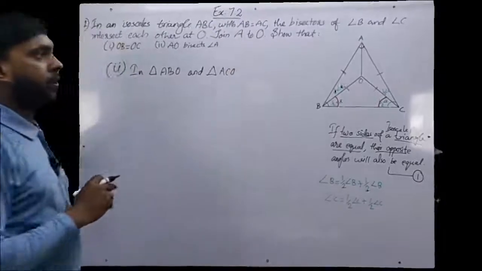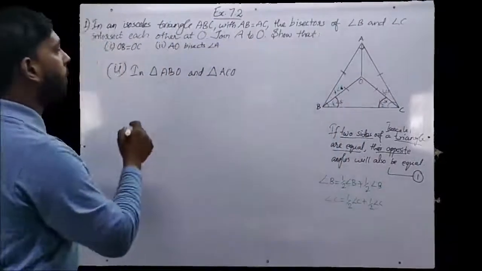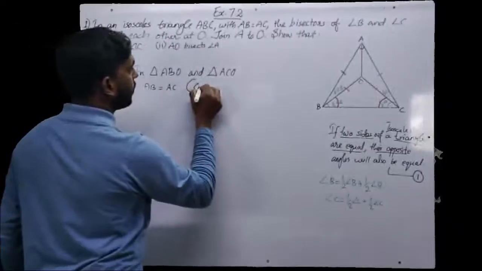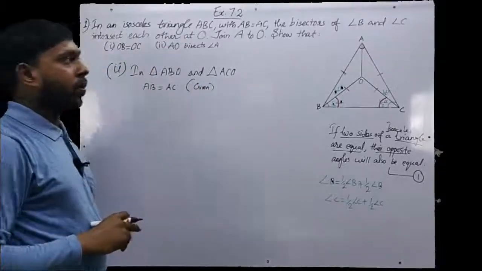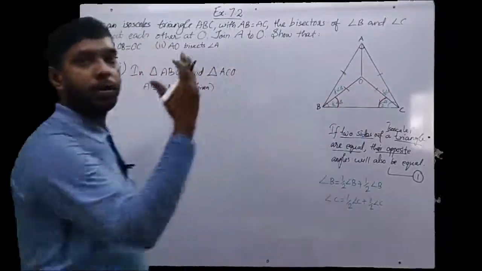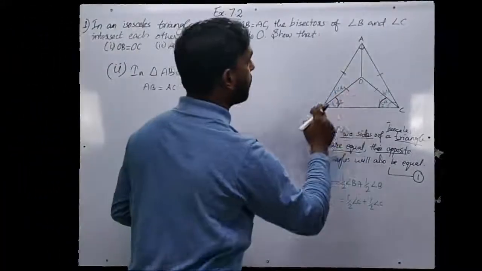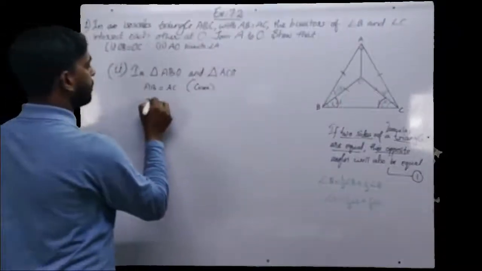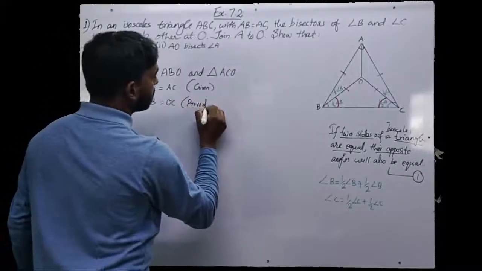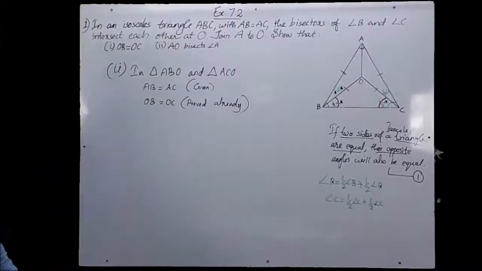In these two triangles, we already know that these two corresponding sides are equal because it's already given. So we can write AB is equal to AC. Why? It is already given. Also when we consider these two triangles, these two sides are corresponding parts. We have already proved in the previous section that these two sides are equal. That means OB is equal to OC. Proved already. So we have already proved that.